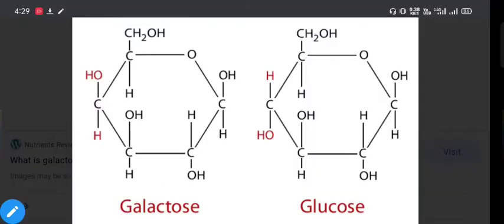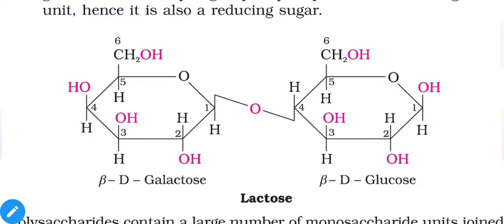And here we have a side by side comparison of galactose and glucose molecules. The only difference visible here is on the fourth carbon. So just flip the position of the groups on the fourth carbon and you will get galactose from glucose or glucose from galactose. The remaining structure will be the same for both of them. So this slight difference in the spatial orientation of the groups will give us a different type of monosaccharide unit. So here the lactose molecule is shown.